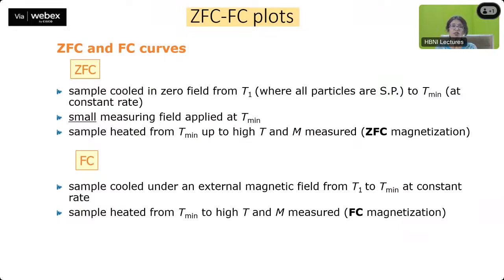So how do you record the ZFC and FC curves? In the zero field cooled case, you cool the sample in zero field from T1, where all particles are superparamagnetic, to T minimum. Then a small measuring field is applied at this T minimum. Then the sample is heated from T minimum up to a high temperature and the magnetization is measured. This is the ZFC magnetization. In the field cooled case, the sample is cooled under an external magnetic field from T1 to T minimum at a constant rate. Then again the sample is heated from T minimum to high T and the magnetization is measured.